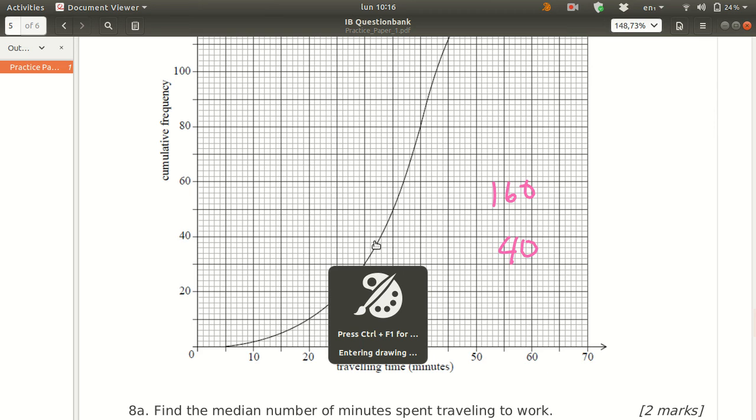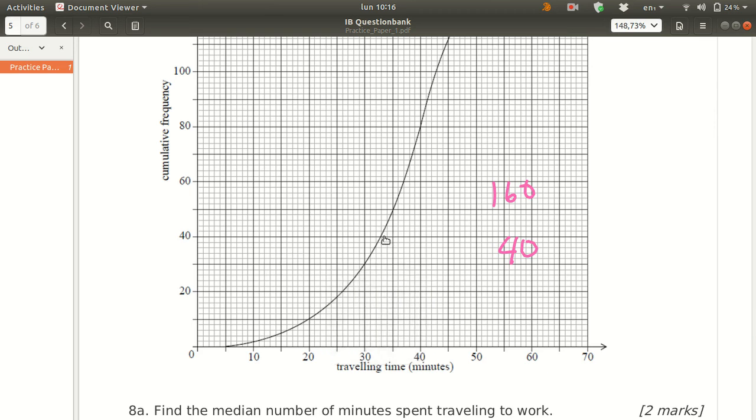So here it is in the diagram. The 40th employee is right here. We follow that down. So 35, 34, 33.